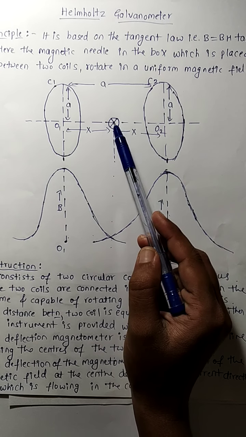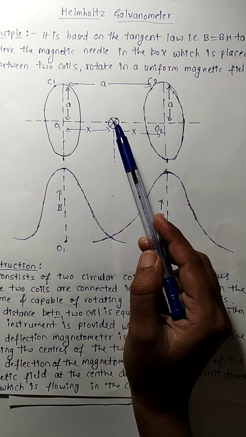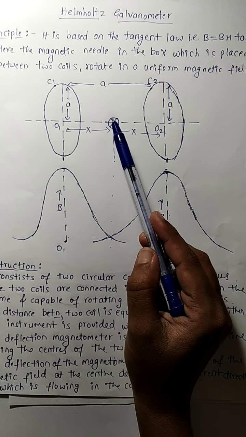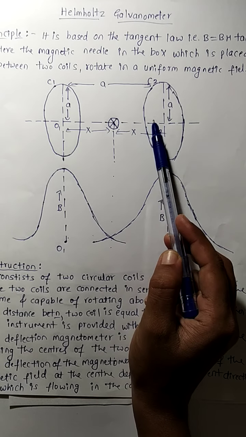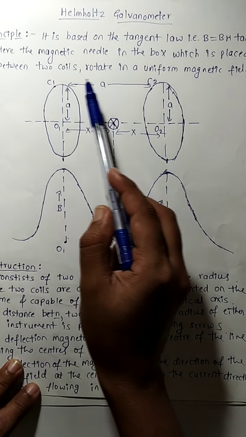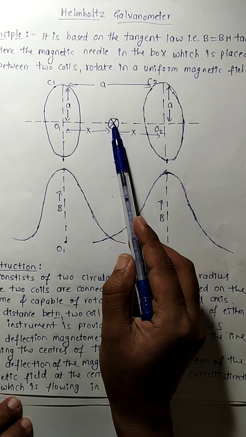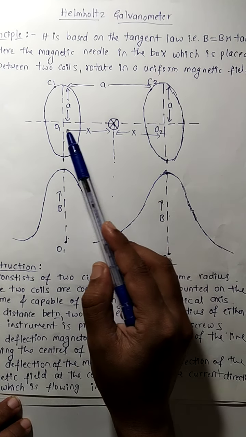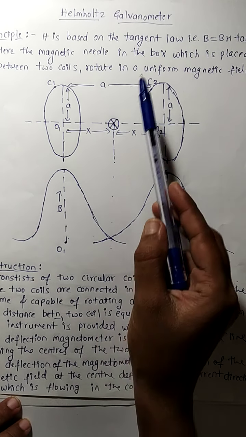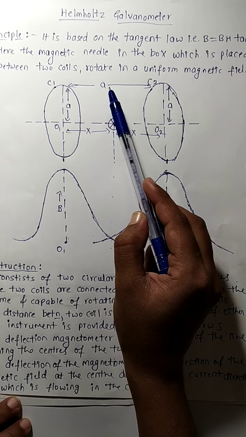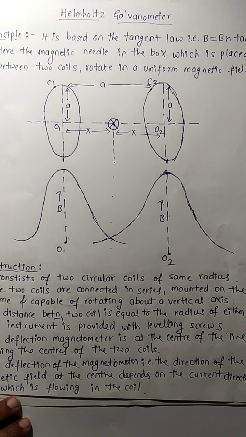Now we are placing the needle at the center of the line joining the two circular coils, isn't it? So this is the needle we kept exactly at the center between these two circular coils. As the distance between the two circular coils is equal to a, the distance of the needle from any one circular coil, which I had taken as x, must be half of the distance, so nothing but a divided by 2. We already saw this in the last video.